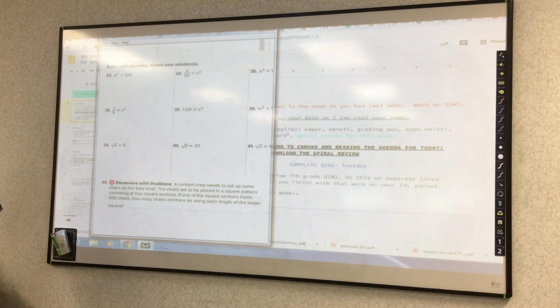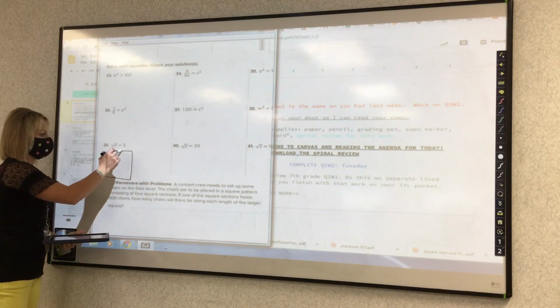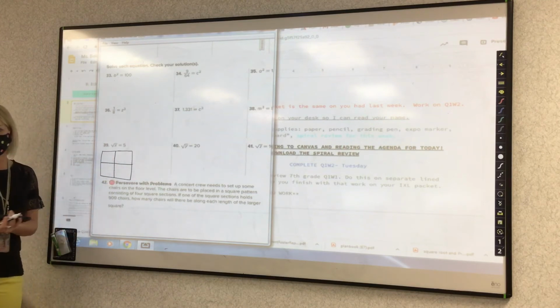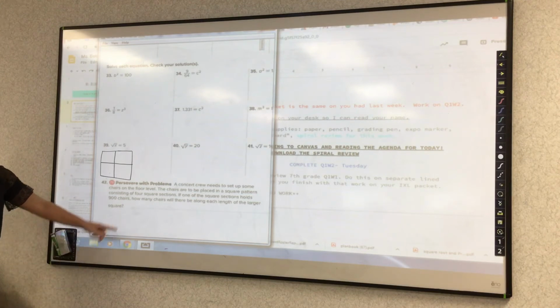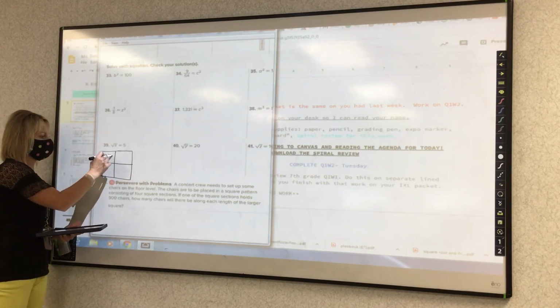A concert crew needs to set up some chairs on the floor level. The chairs are to be placed in a square pattern consisting of 4 square sections. So I need to make a square pattern with 4 square sections. You need to draw a square on your paper and make that square into 4 square sections. If you did not do that, you're doing it now. And it says if one of the square sections holds 900 chairs, then I'm going to write a 900 in each of these squares.